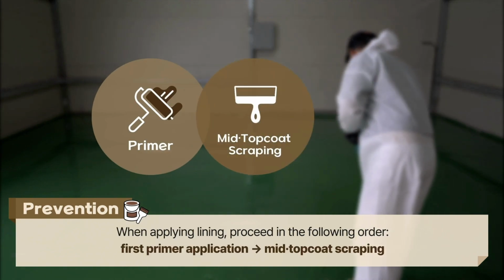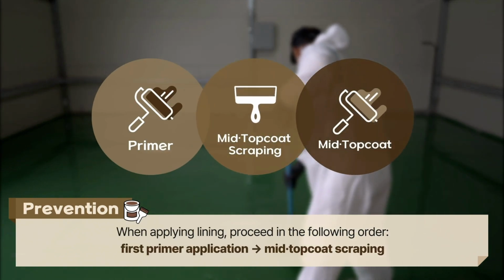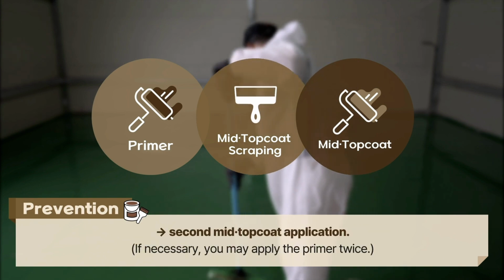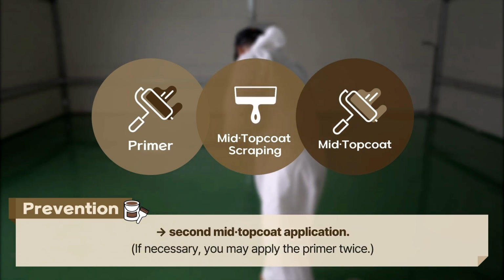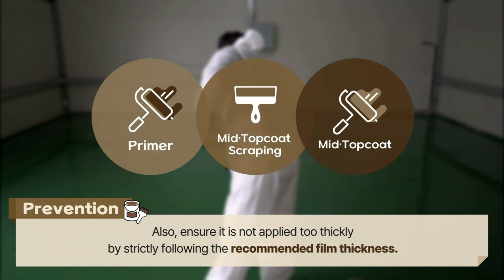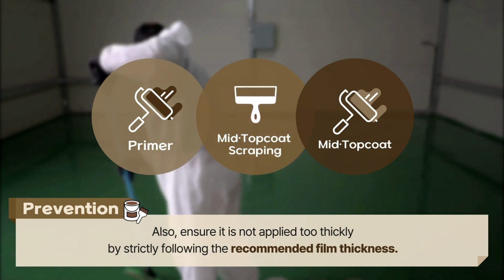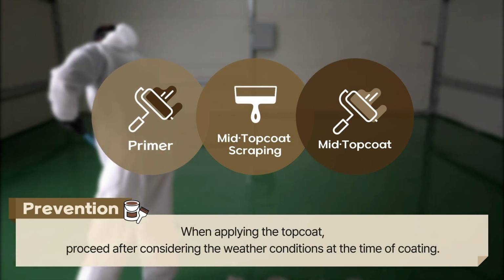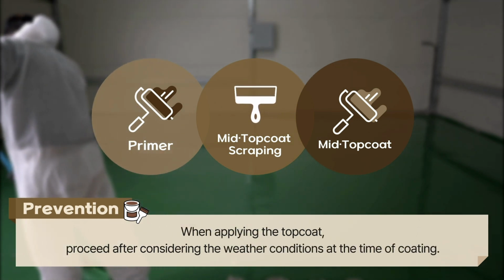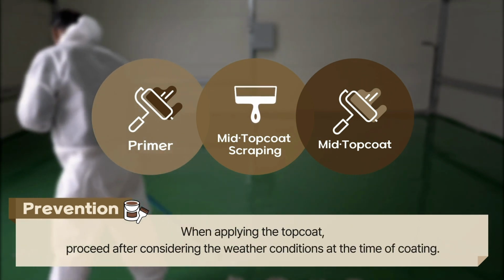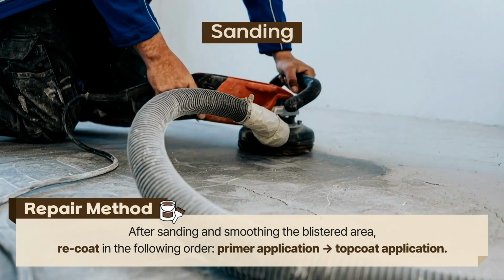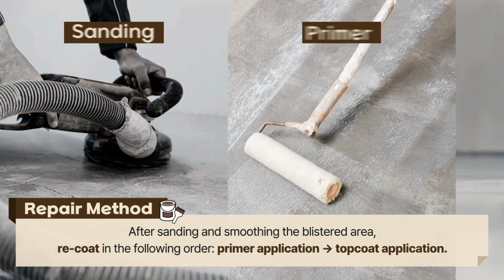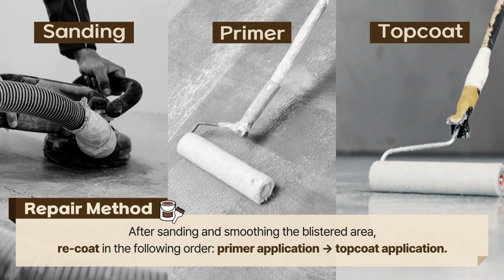When applying the lining, please work in the following order: first primer application, mid-top coat scraping, and then second mid-top coat application. Also, ensure it is not applied too thickly by strictly following the recommended film thickness. When applying the top coat, proceed after considering the weather conditions at the time of coating. After sanding and smoothing the blistered area, recoat in the following order: primer application, then top coat application.